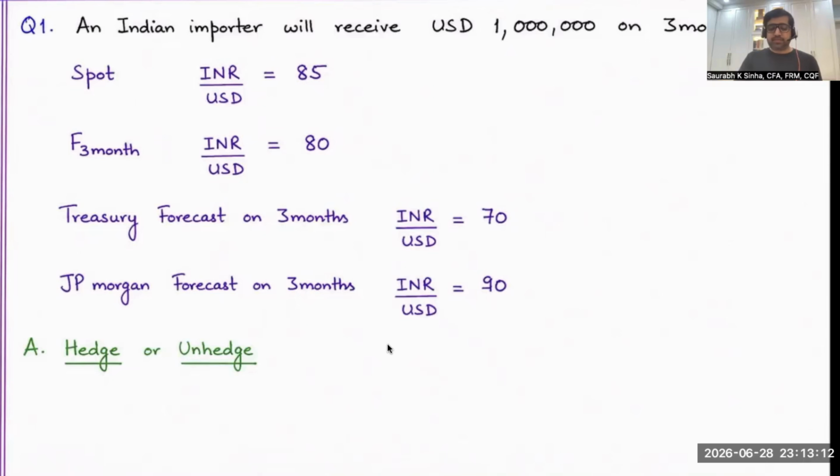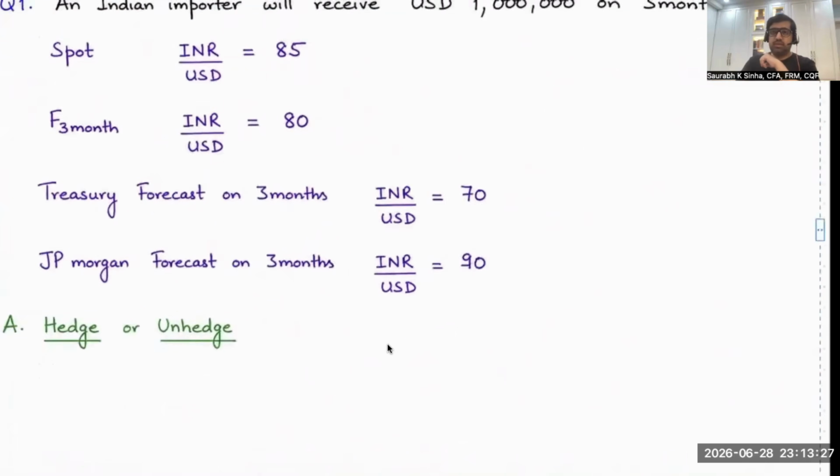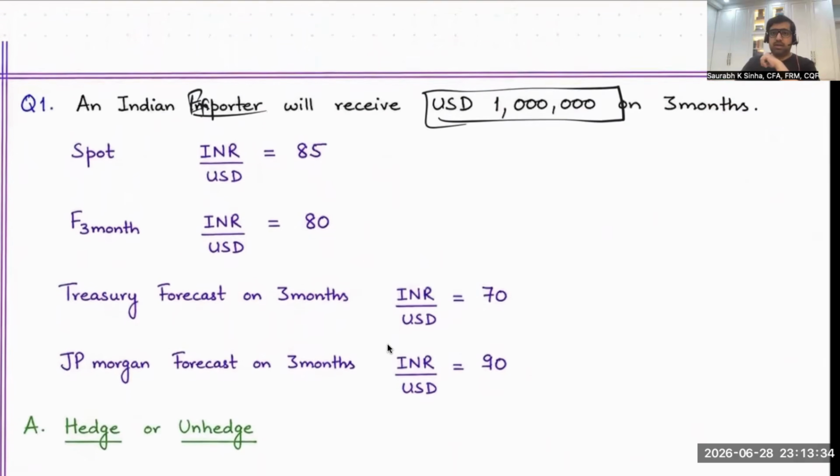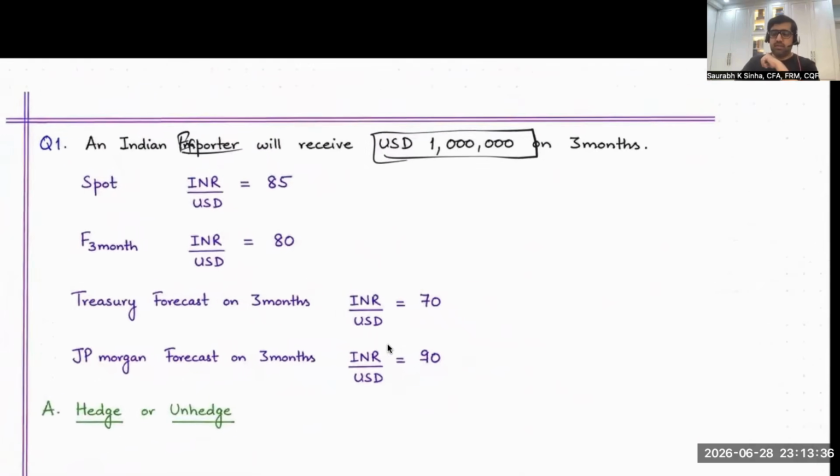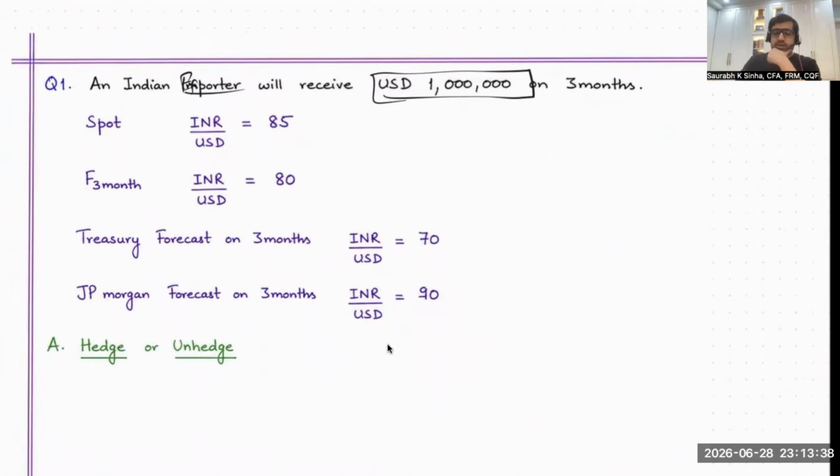So, an Indian importer or exporter will receive USD after 3 months. In the spot, USD is trading at 85. In the forward 3 month contract, USD is trading at 80. Okay.